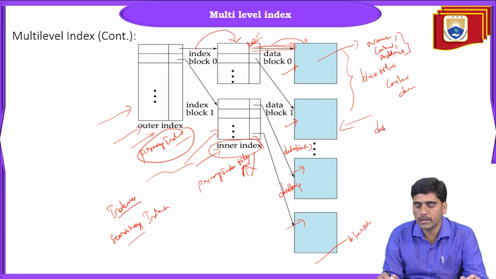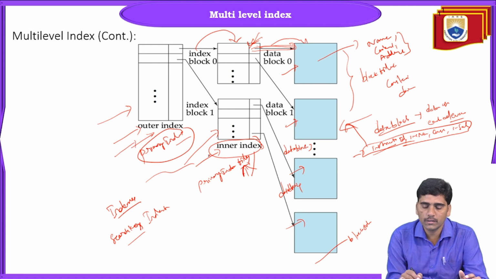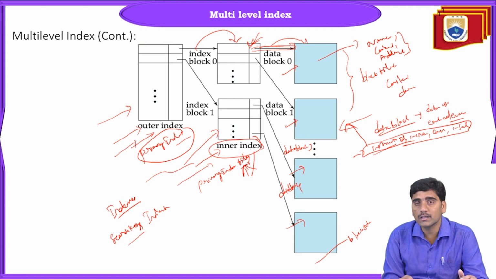So what do data blocks maintain? Data blocks maintain the data of each and every record. We are talking about the instructor relation, so instructor IDs, instructor names, instructor scores, as well as instructor salaries. This is the data inside the data blocks. But to access all the records, what are we going to create? An outer index and an inner index. So creating the levels of index is called a multi-level index.